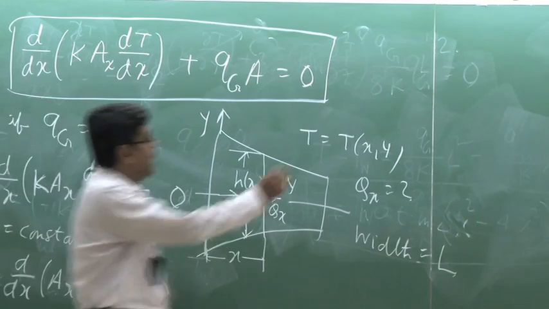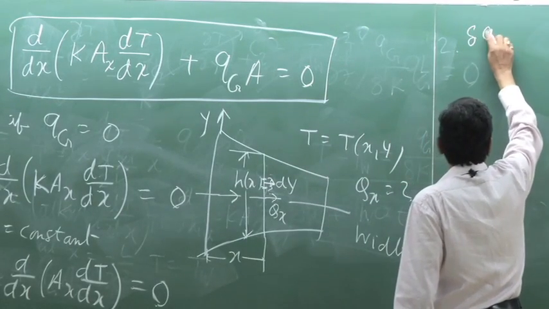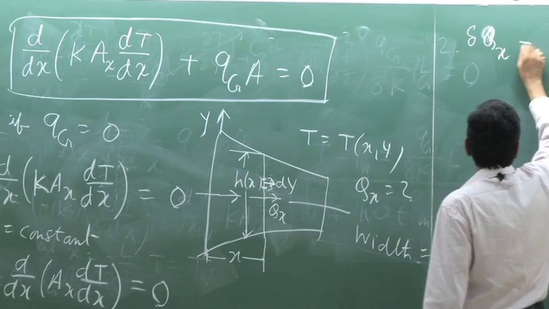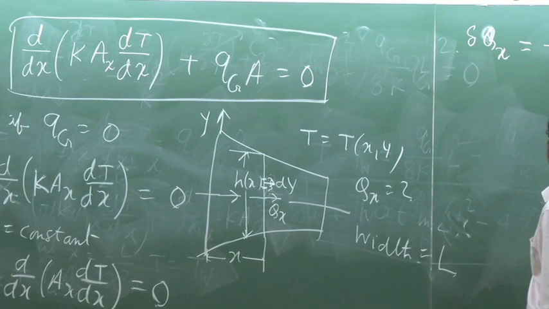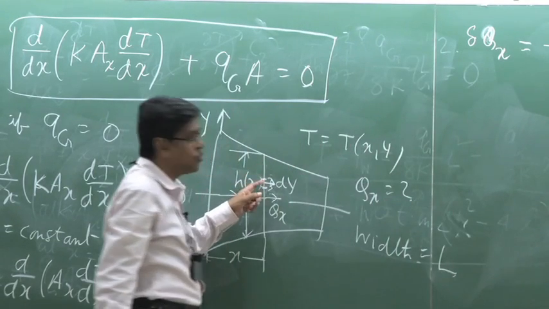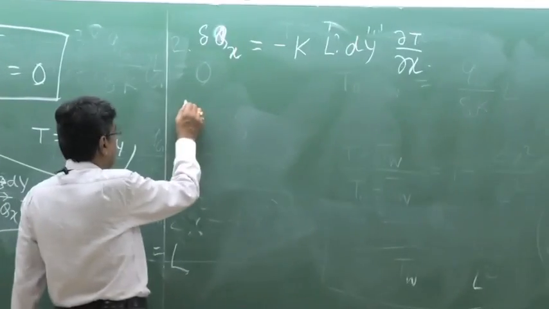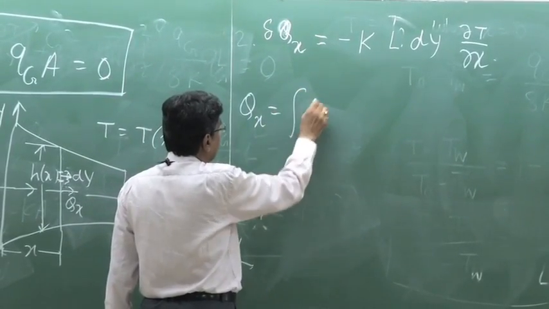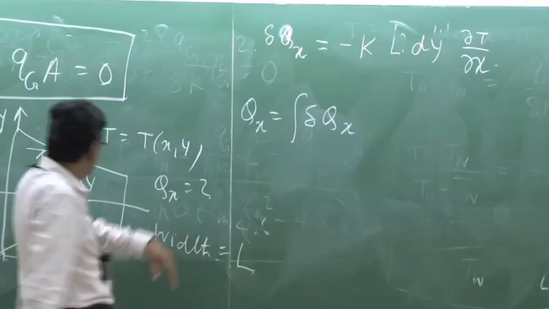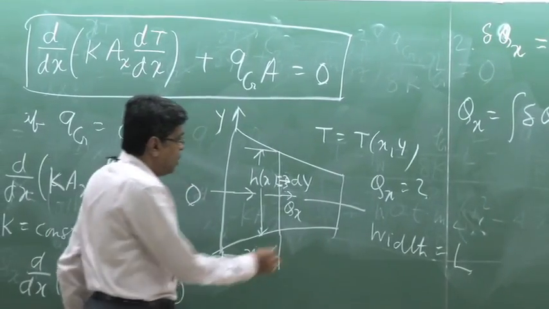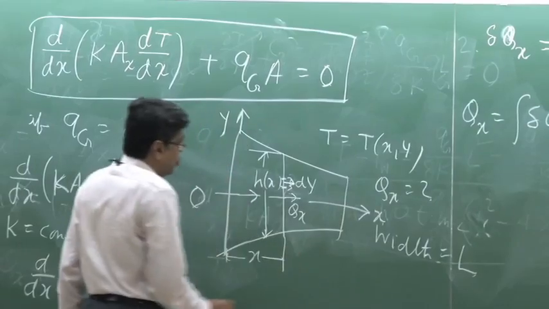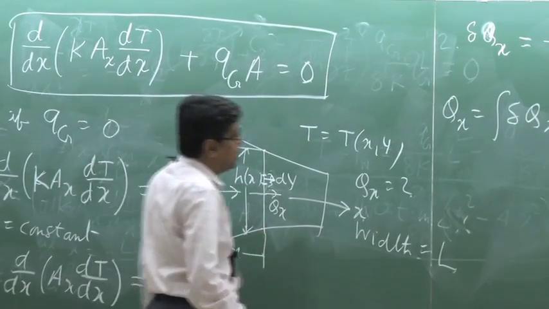So, the heat flux through this elemental area dy into L, not h into L, that is Ax, not that, then we can write del Qx is equal to what? Minus K L dy into del T/del x at that particular y, because T is a function of y also. So, del T/del x will vary from point to point. I take an element dy, so that I can integrate. That means Qx is nothing but the integration of del Qx. Now, to integrate this, let me take an axis, a symmetry axis x here, so that plus h/2 to minus h/2.